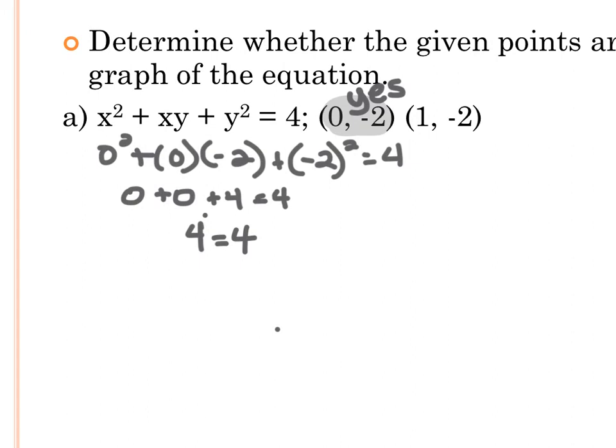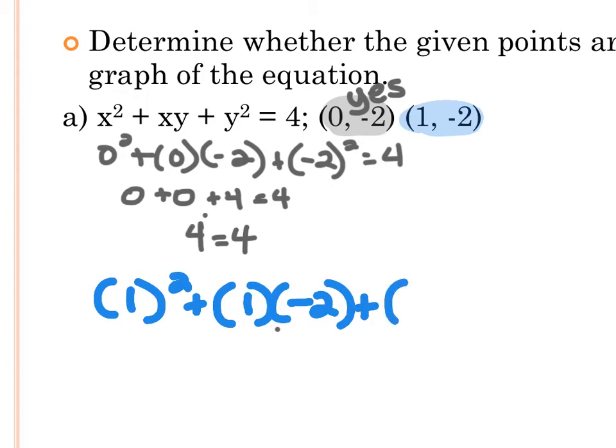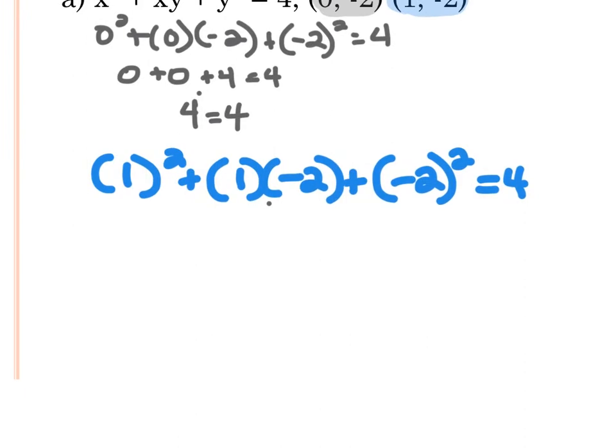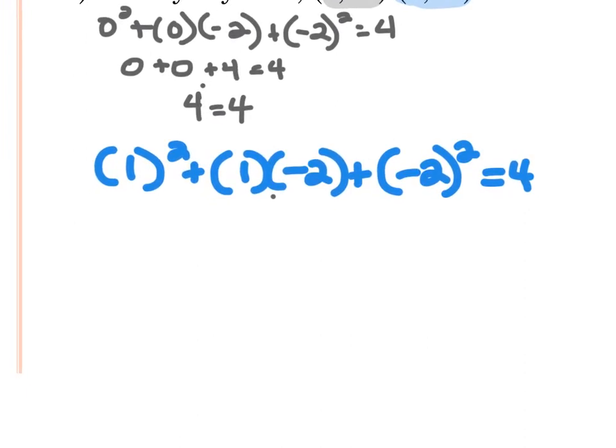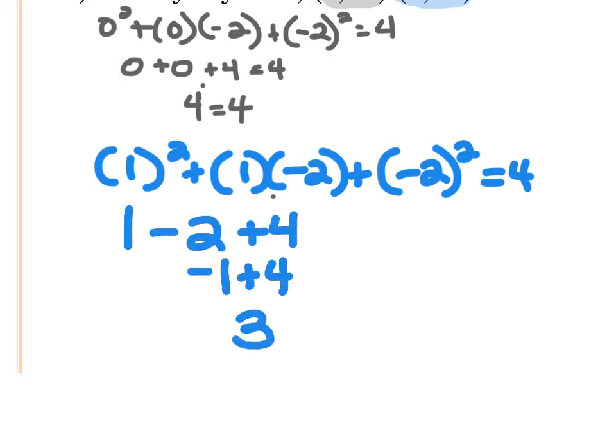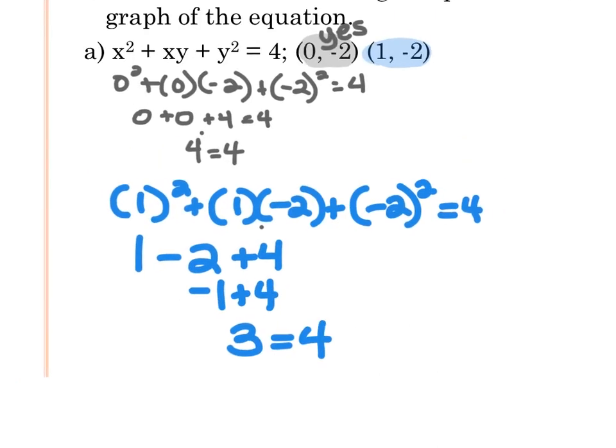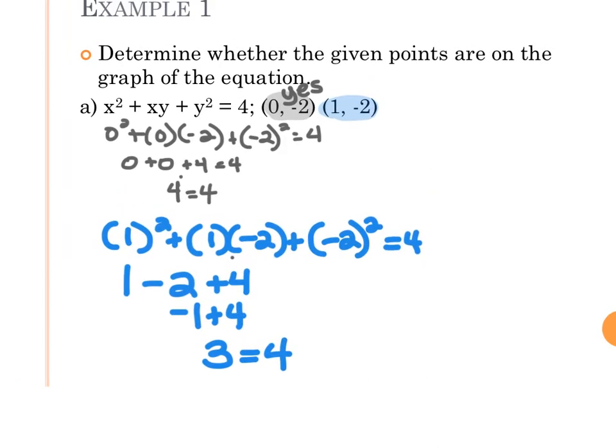And then I plug in 1, -2. Make sure that when you're plugging in a negative, you keep it in the parentheses, because there's a difference between this and negative 2 squared. Negative 2 squared like that is actually a negative 4, while the one that we're working with is a positive 4. Does 3 equal 4? No. So this is not a point that's on that graph, or not a solution to the equation.